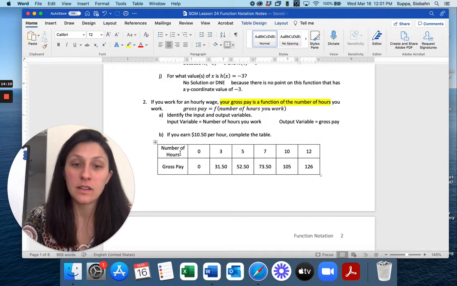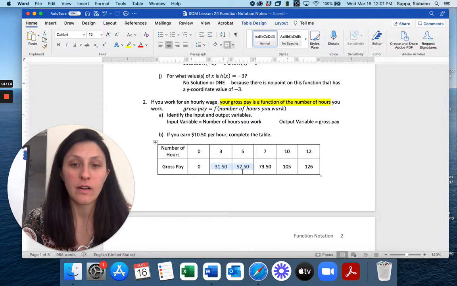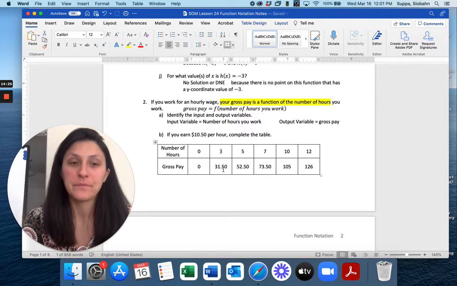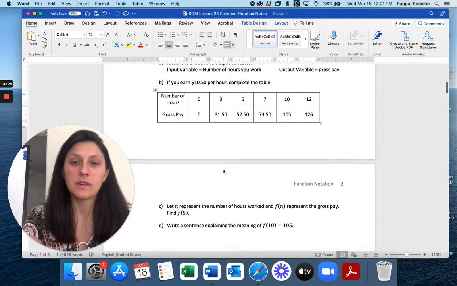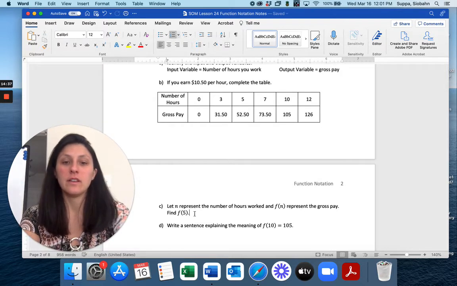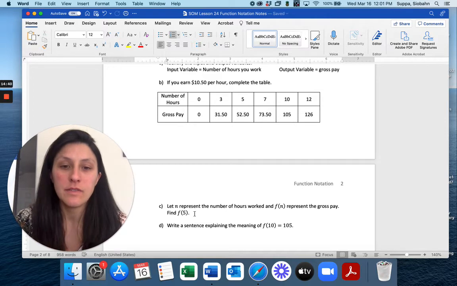Again, even this table, the way that it's set up, if you know how many hours you work, you can figure out your gross pay. Why is that? Because your gross pay is a function of the number of hours you work. That means given the input value, you can find the output value. Okay, so we're going to talk a little bit about what this means. So let n represent the number of hours worked and f of n represent the gross pay. Find f of 5. So pause your video now and see if you can interpret this function notation using this table.